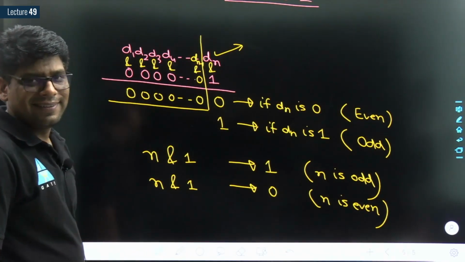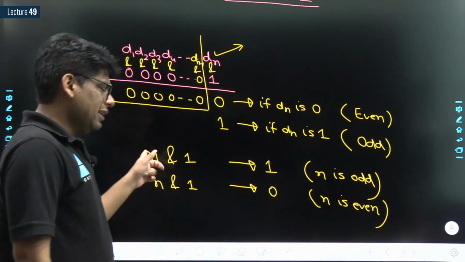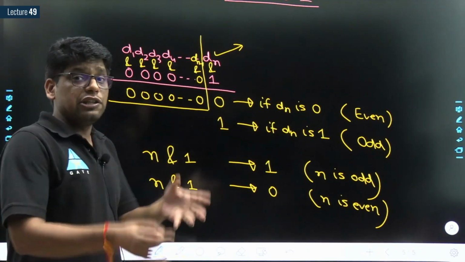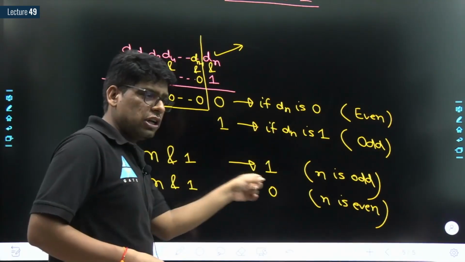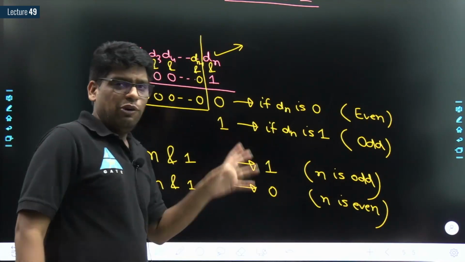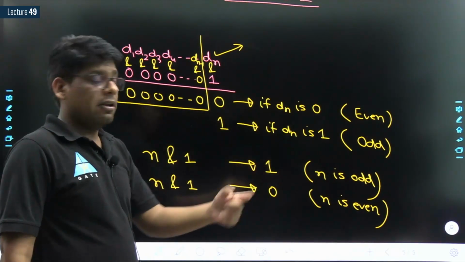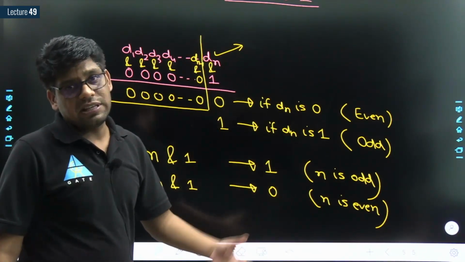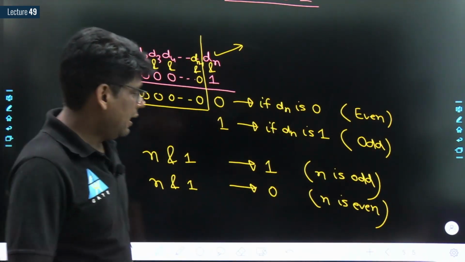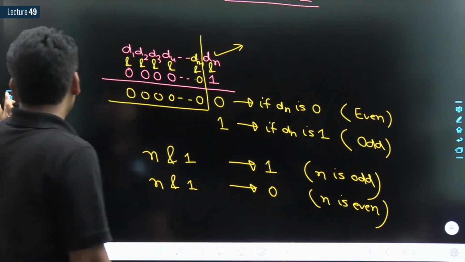Done, sir. So any number bitwise AND with 1, if the result is non-zero, yes sir, that means it is odd. If it is 0, that means it is even. Try to understand and let's try to solve the original question.